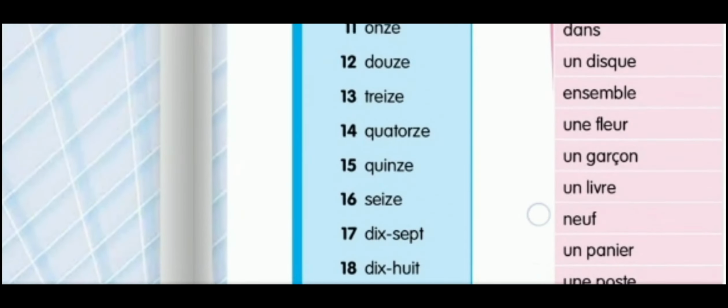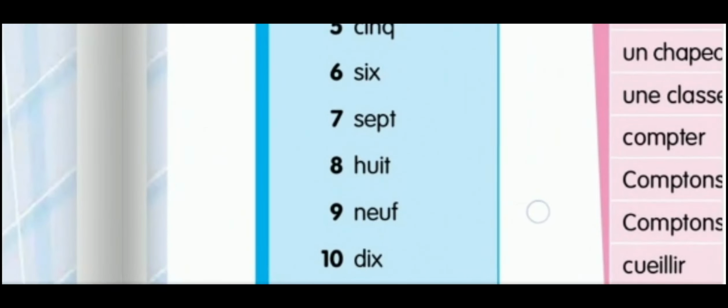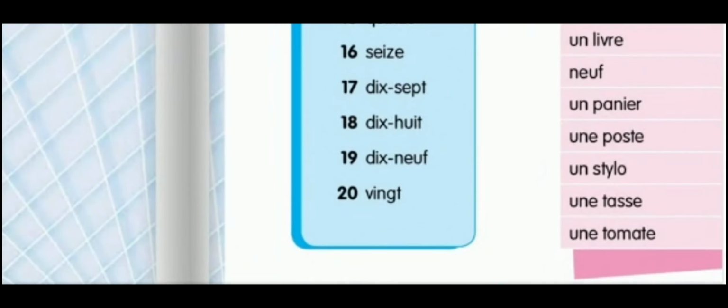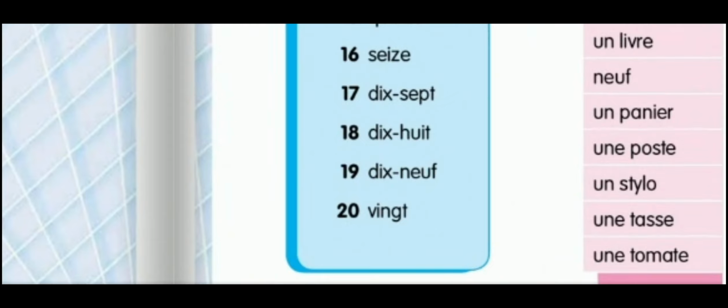Now why is dix written here? As you know, the meaning of dix is 10, and here we have 7, 8 and 9 after dix, so it means 10 plus 7 which is 17, 10 plus 8 which is 18, and 10 plus 9 which is 19. Then we have vingt.